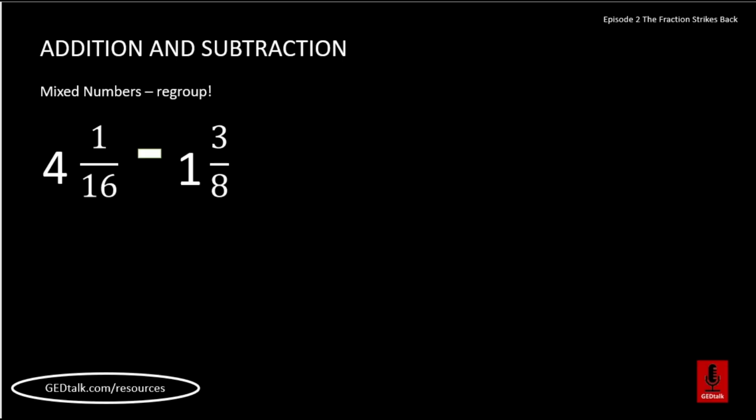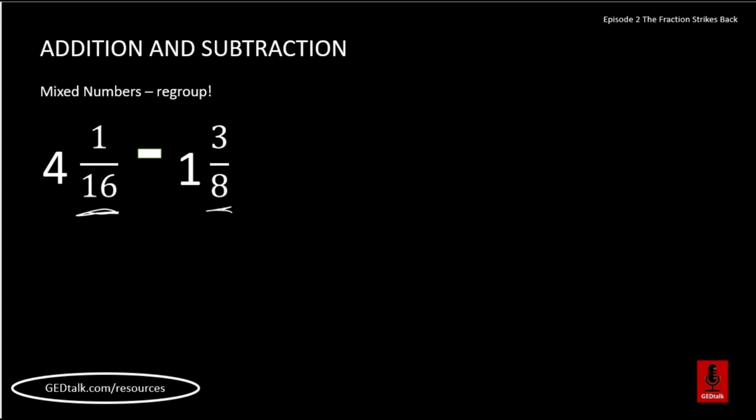So let's go ahead and look at an example of adding or subtracting. And for this example, it's obviously subtracting mixed numbers. And so we have the mixed number 4 and 1/16 minus 1 and 3/8. And we know right off the bat that we need to make sure they have the same denominator, which they don't. So we need to tackle that aspect of it. And I want us to do that first. The method we're going to use is called regrouping.